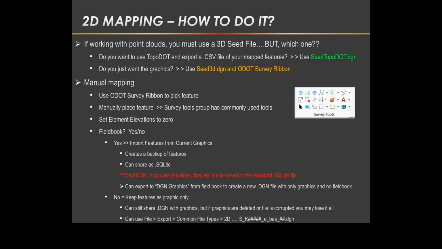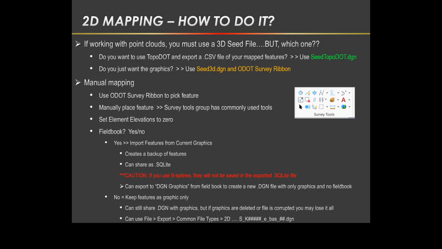There are a couple of, I guess, I don't know if it's a bug or if it's the way they've designed it, but if you do use B-splines for your 2D mapping, which I know we did quite often for curves and different things, they will not be saved in the exported SQLite file. I haven't been able to find out why. Just know that if you do use those, you probably should not go this method.